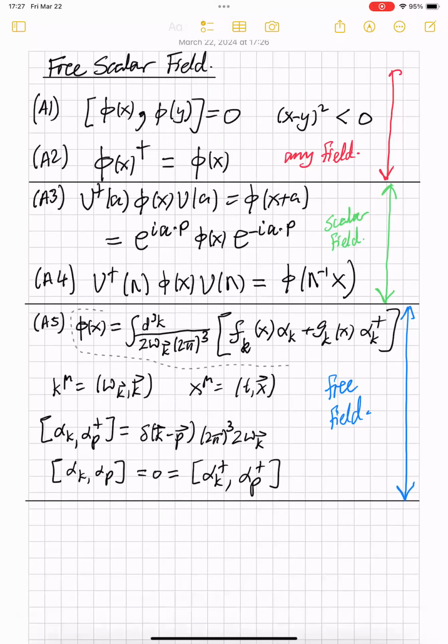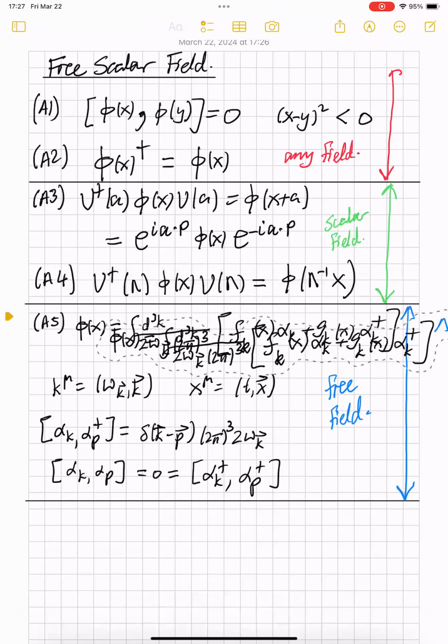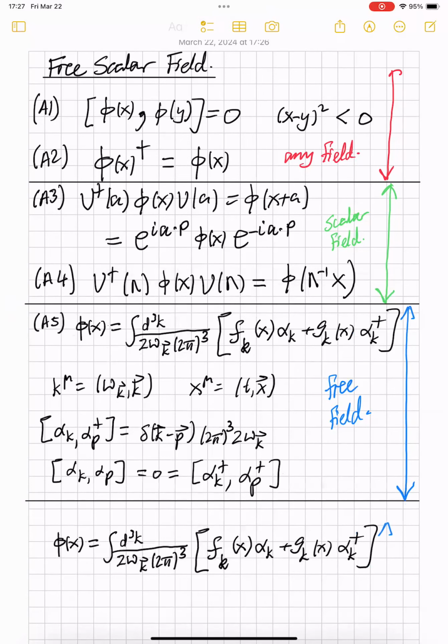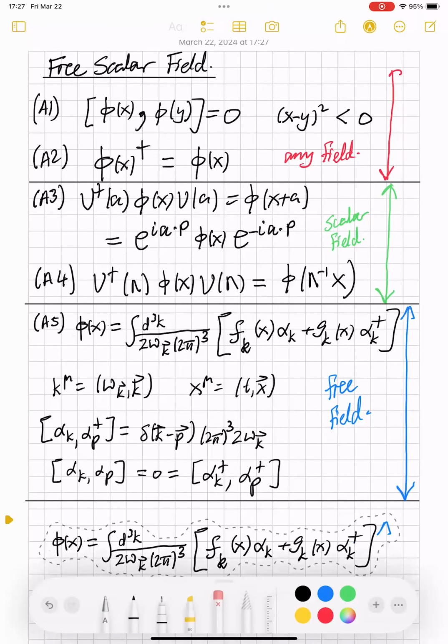I'm going to say that this is my field. This is the field that we're going to study. By saying that this is my field, I have already satisfied axiom A5. I'm going to start ticking off the axioms as we satisfy them. Axiom A5 we've satisfied just by taking this as the mode expansion.